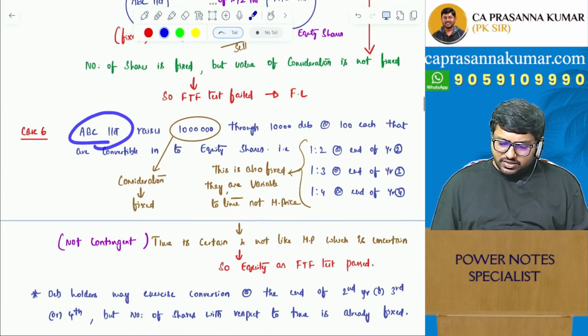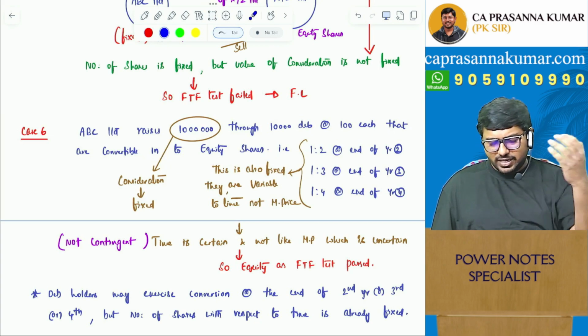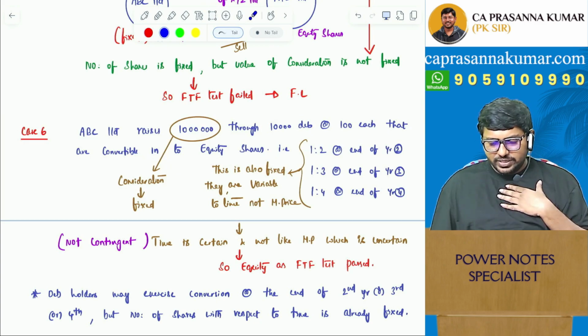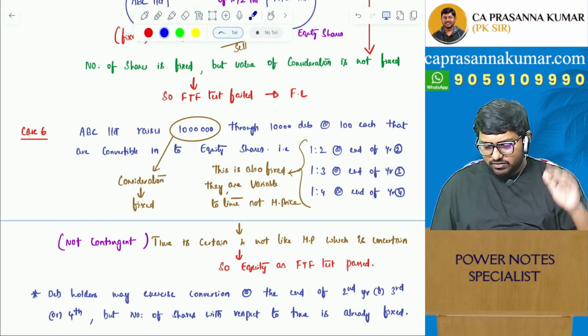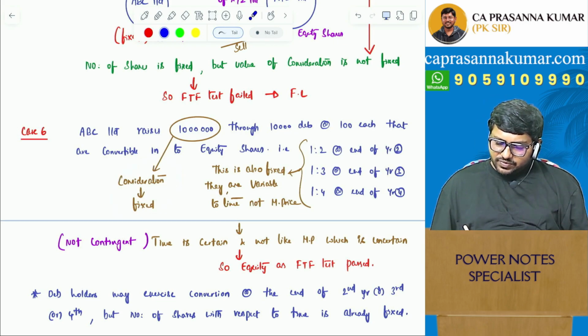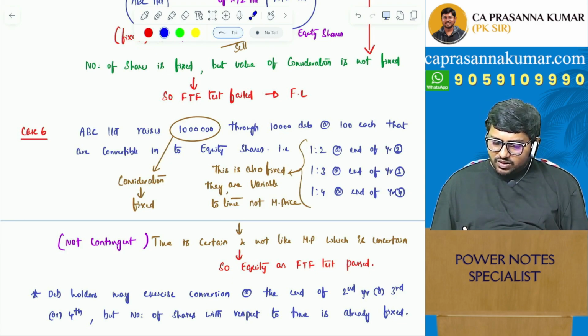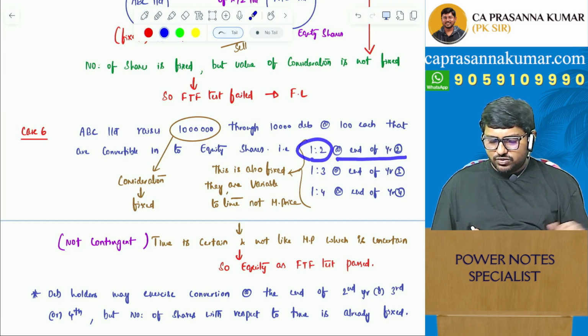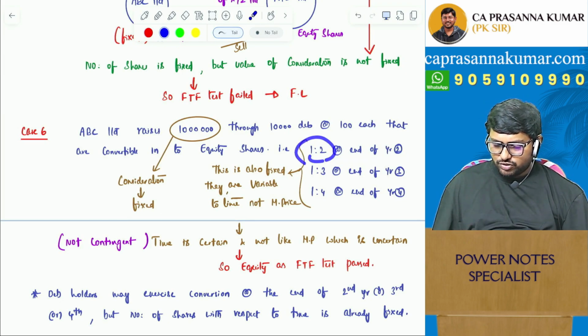ABC Limited raises 10 lakhs through 10,000 debentures at 100 each that are convertible into equity shares. That's fine. The investor has paid me 10 lakhs, I'm the company, right? So the consideration is fixed. One side of the coin, fixed. Now what about me? How many shares am I going to give? Is that fixed? Okay, 1:2 at the end of year 2. So if I'm going to give shares at the end of year 2, it will be 1:2. Which means for each debenture, I'll give you 2 shares.